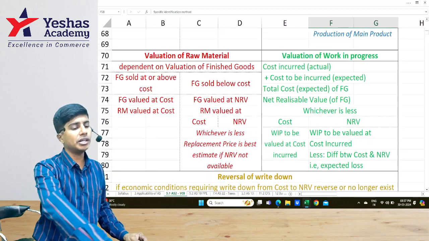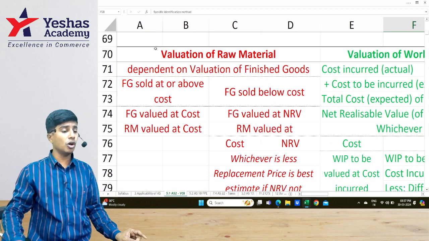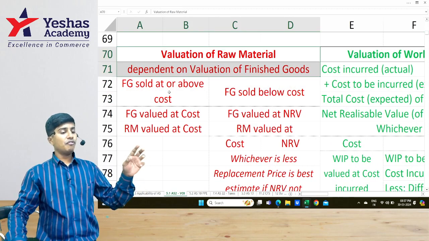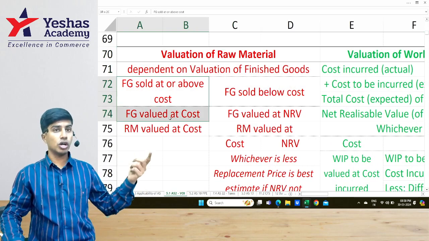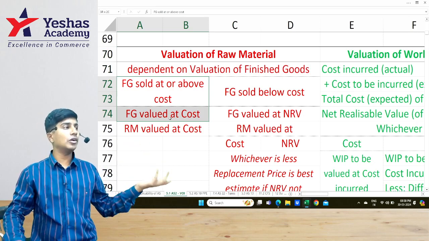How do we value raw material? How do we value finished goods? Valuation of raw material actually depends upon how we value our finished goods. If finished goods are sold at cost or above cost, then finished goods are valued at cost, and then raw material is also valued at cost.